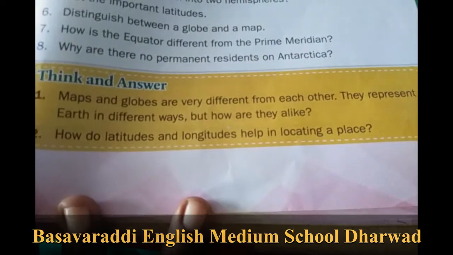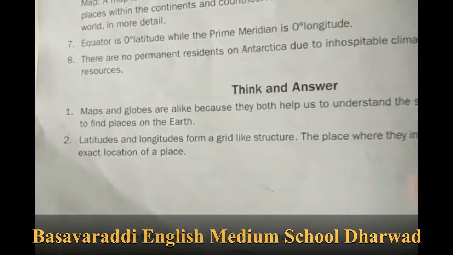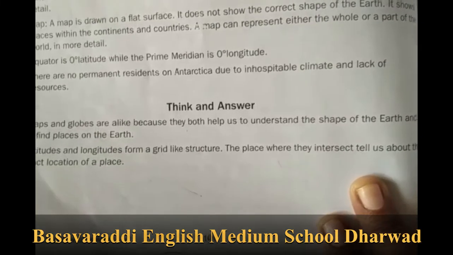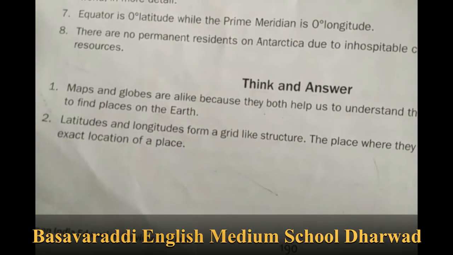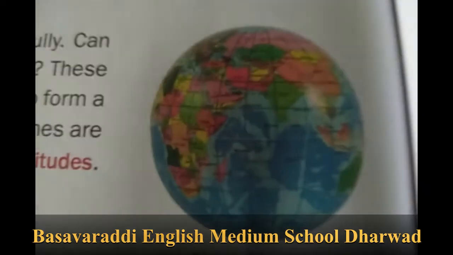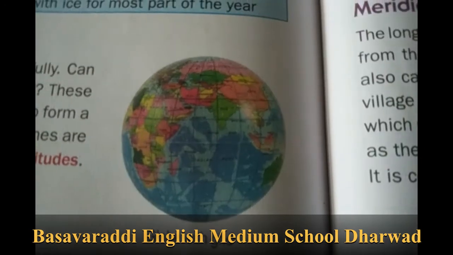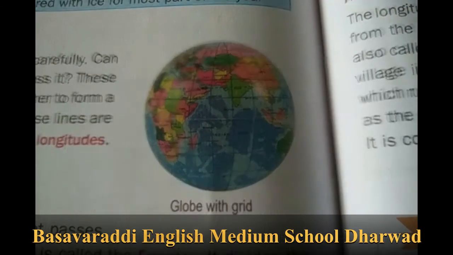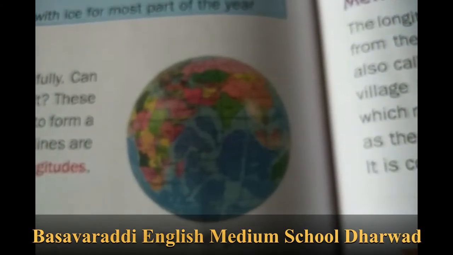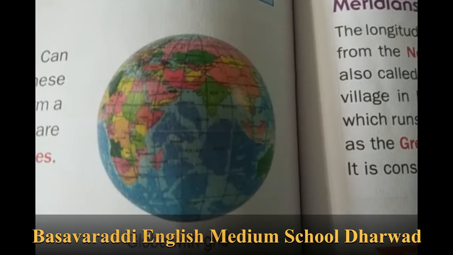Next, second question. How do latitudes and longitudes help in locating a place? Latitudes and longitudes form a grid-like structure; the place where they intersect tells us the exact location of a place. See here, this is the exact picture of a globe. In this globe, so many vertical lines are there, so many horizontal lines are there. Horizontal lines and vertical lines intersect each other. This is called a grid.